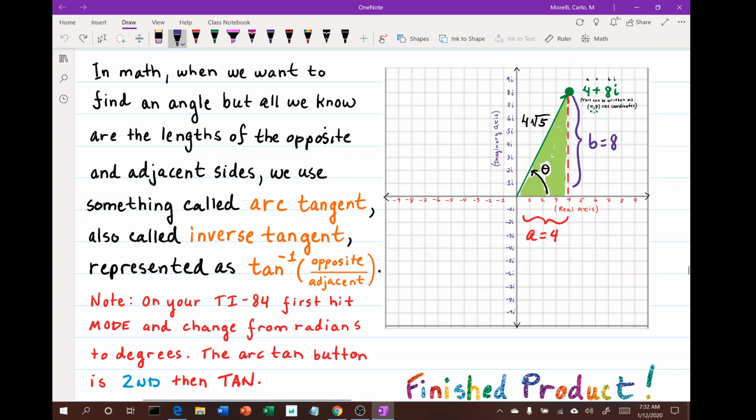So we already talked about this, but that b value is 8 because it's 8i. So that coordinate value there is 8. It's like the y distance would be 8. And here the x distance, or the real distance, is 4. So that's what we know. We know the opposite and adjacent side lengths with respect to this angle, theta. I know the opposite side and I know the adjacent side.